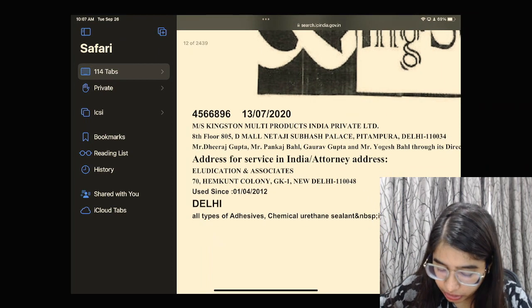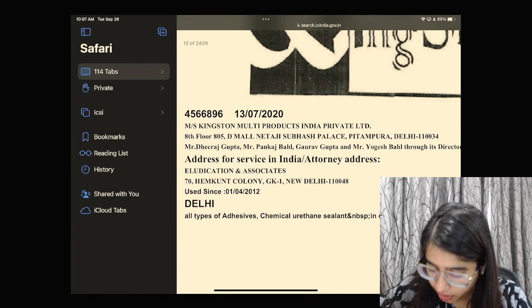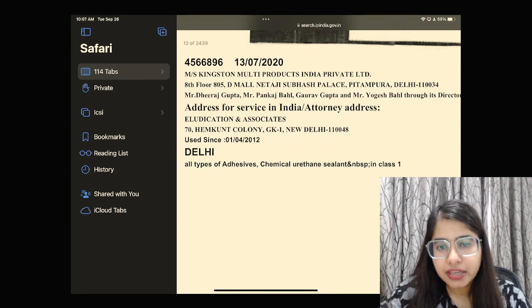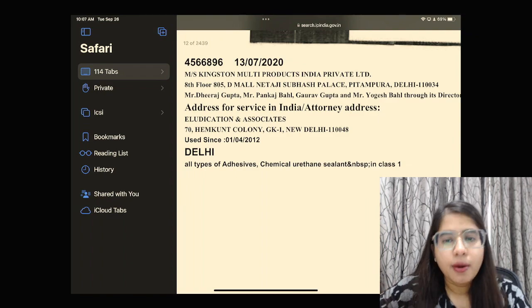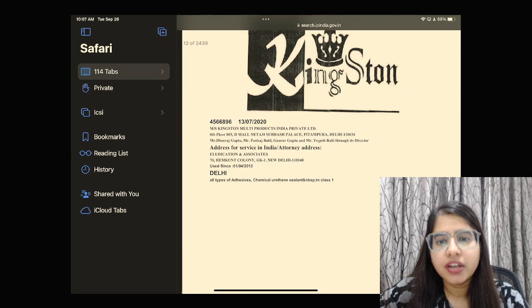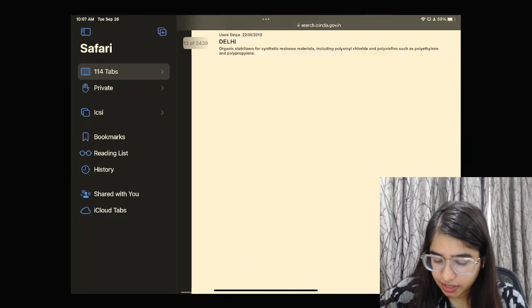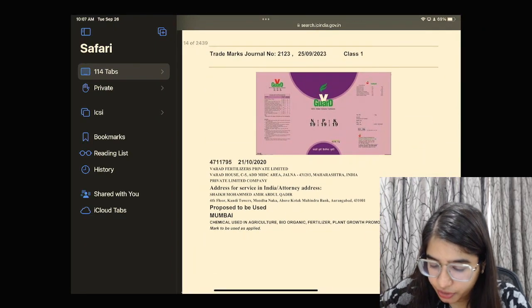And what kind of product do they provide? They provide adhesives, chemicals, and urethane sealant, etc. This is a product which falls in class 1. So this you can see. Are you understanding?